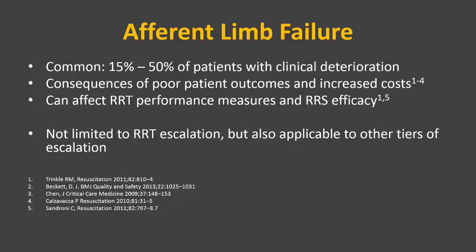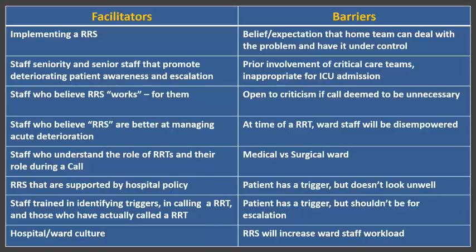And now that most of our systems have multi-tiers in their response, it's not just limited to the rapid response team. Probably all familiar, there's a range of facilitators and barriers to the afferent limb. Certainly having a hospital culture which is supportive of a rapid response system, the policies that underpin it, and good education with respect to safety, quality and the rapid response systems amongst the ward staff are all factors that are known to facilitate the workings of the afferent limb.